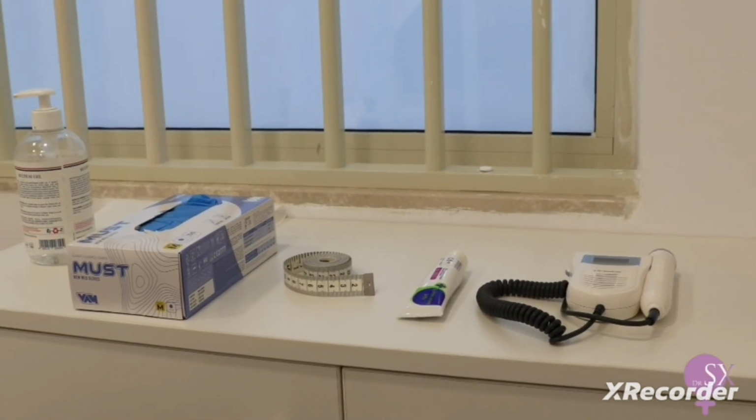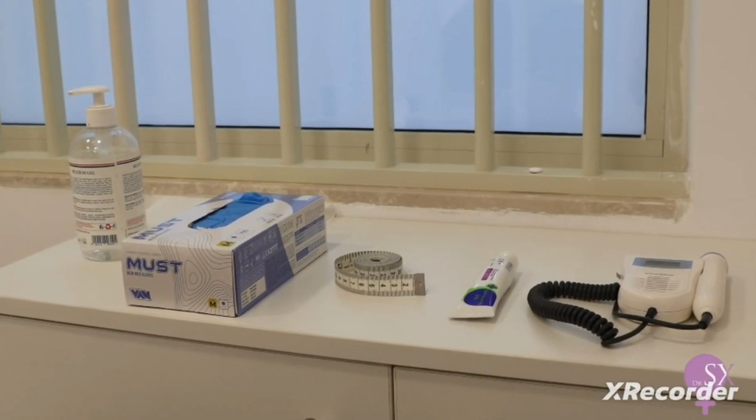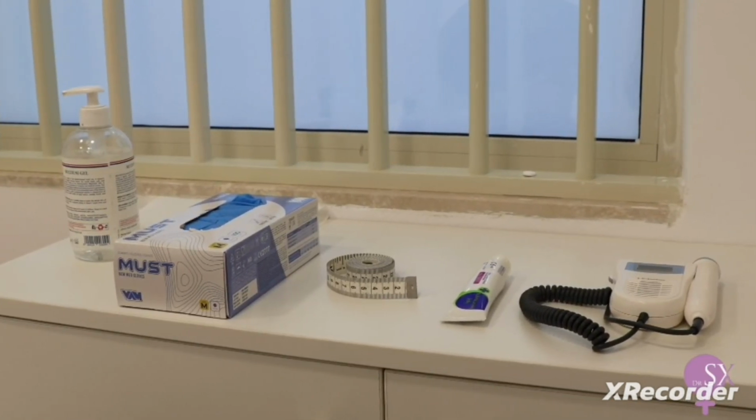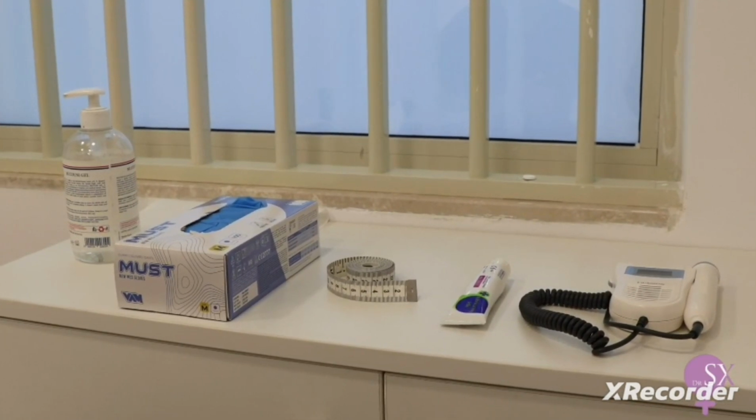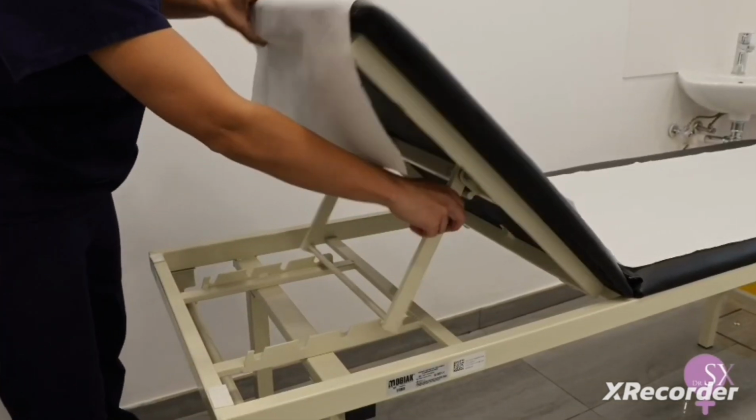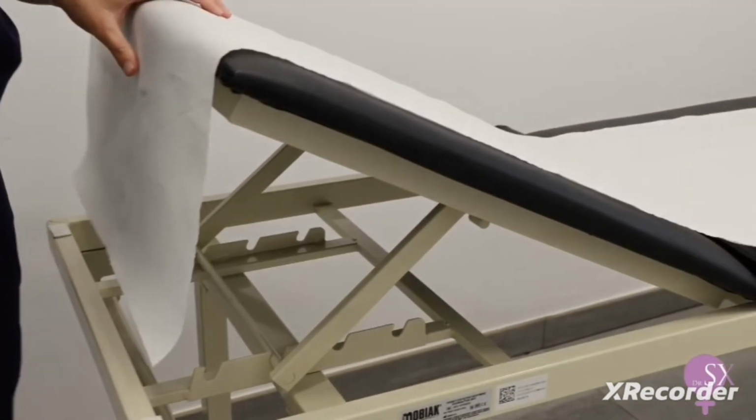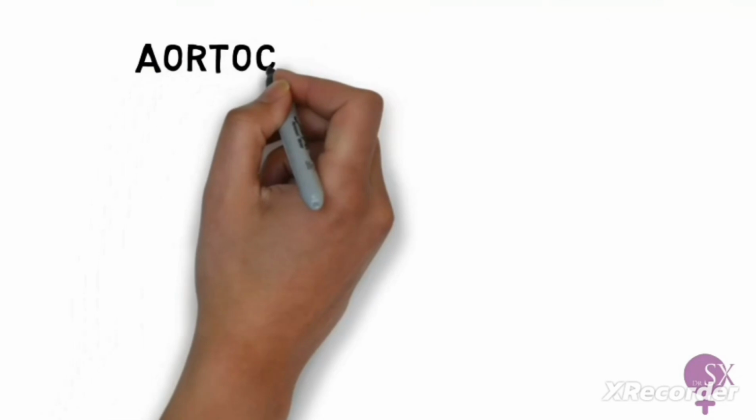Next, we need to make sure that we have all our equipment available: the Pinard, stethoscope, the handheld fetal Doppler monitor, lubricant gel, measuring tape, gloves, and hand sanitizer. Then we want to make sure that the couch is arranged at a 15 degree angle. We should avoid aortocaval compression.